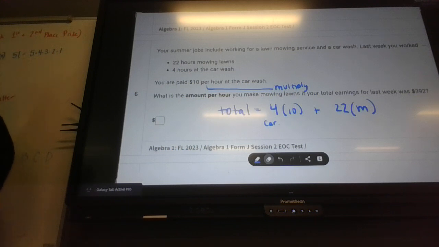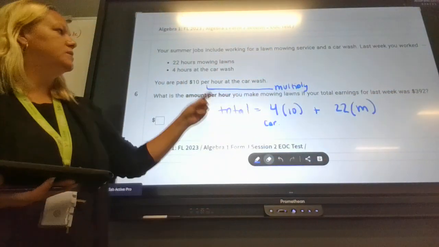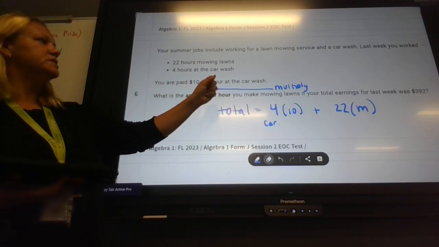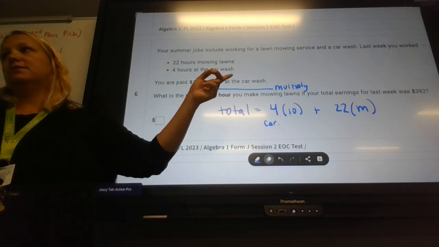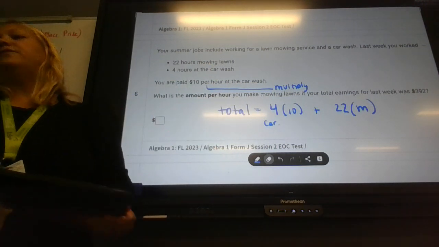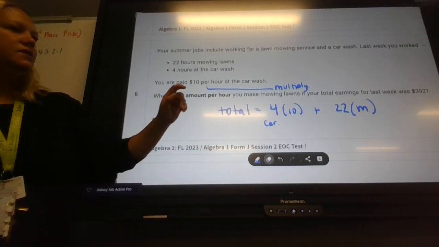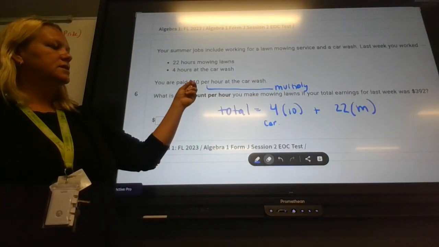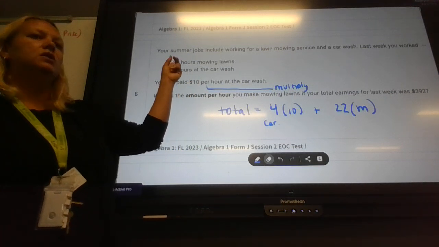And I think you guys don't even need to write the equation. With the calculator, you could kind of just subtract. So with the calculator starting at 392, you would subtract 40, and that would get you to 352, and then divide by 22, and that'll tell you how much you made per hour mowing lawns. So most students just figure this out without algebra. Yeah, so it's 392 minus 40, and that's 352, and then you just divide it by how much time mowing lawns.